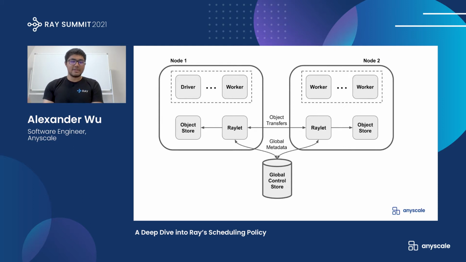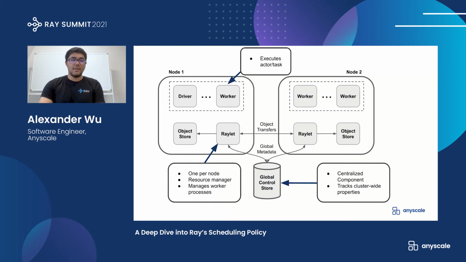You may have seen very similar figures to this before, but essentially Ray consists of a bunch of nodes that are essentially identical, and then a global control store, which we call GCS, that typically lives on just one of the nodes, and that's the node that we refer to as the head node. Okay, so a node has a couple of important things. First of all, it has a bunch of worker processes, and these are the processes that are actually responsible for executing your task or actor.